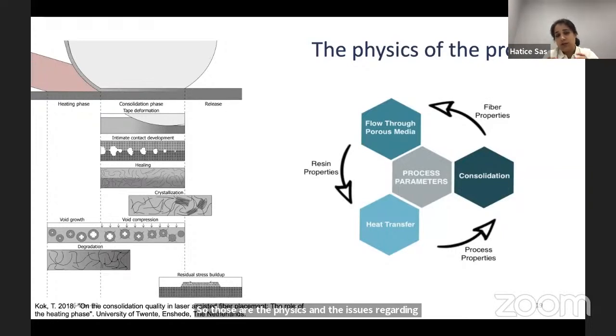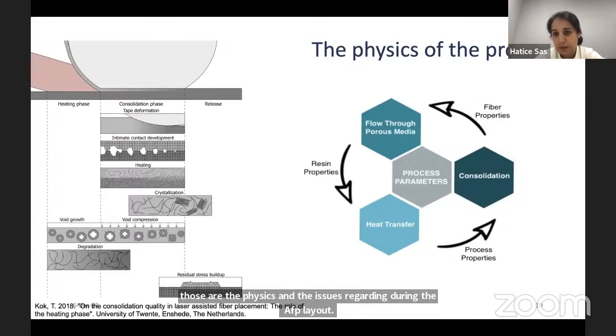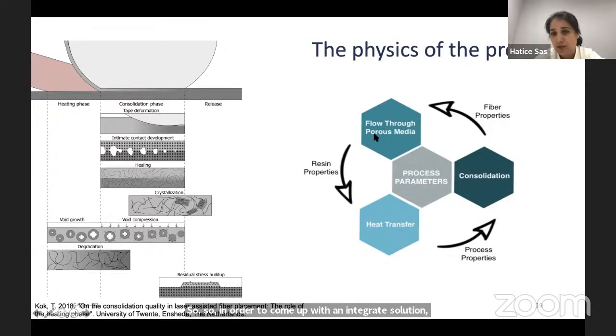So in order to come up with an integrated solution, we couple the physics of flow through porous media, heat transfer, and consolidation by understanding the material, including the fiber, resin, and process parameters. So that's an integrated process design recipe that we developed here.